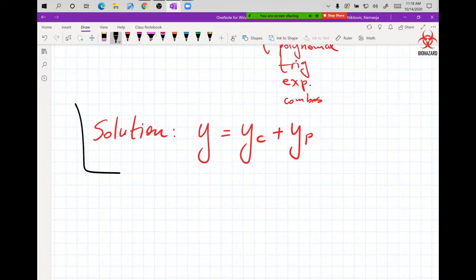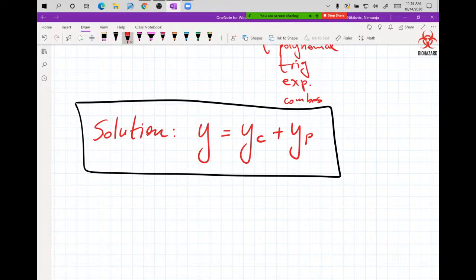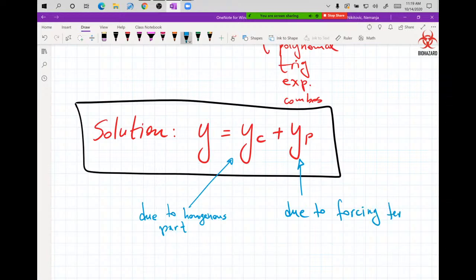Let me just box this first. Complementary solution, let's point the arrow into complementary solution, and I'll say due to homogeneous part, and then this one is due to forcing term, and this is where we use undetermined coefficients or variation of parameters.